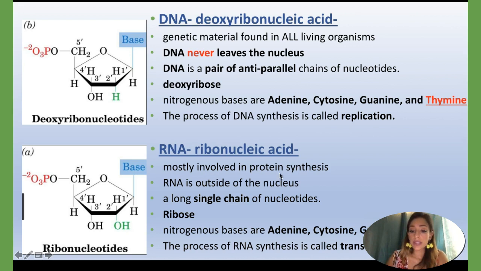It's mostly involved in protein synthesis, making proteins. RNA is on the outside of the nucleus. It's a long chain of nucleotides, and it's actually involved with ribose sugar, which is right here. And the nitrogenous bases that we talked about are the exact same as DNA, except uracil is there and is actually interchanged for thymine. And the process of RNA synthesis is called transcription.